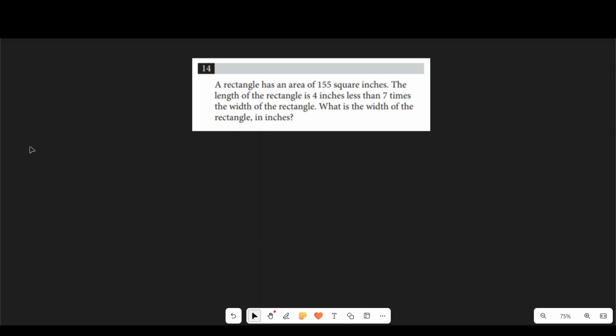This is from the 2024 official SAT Test Bundle 6 Math Module 2. A rectangle has an area of 155 square inches and the length of the rectangle is 4 inches less than 7 times the width of the rectangle. What is the width of the rectangle in inches?